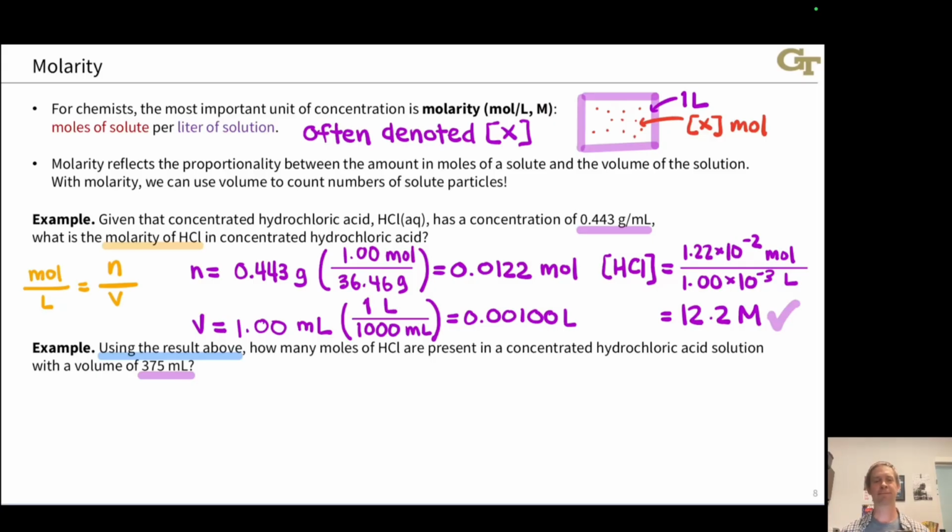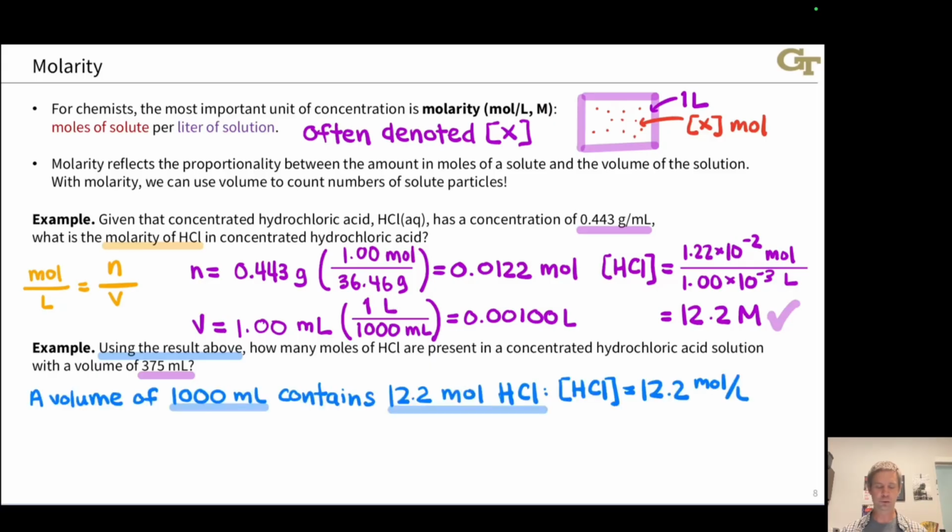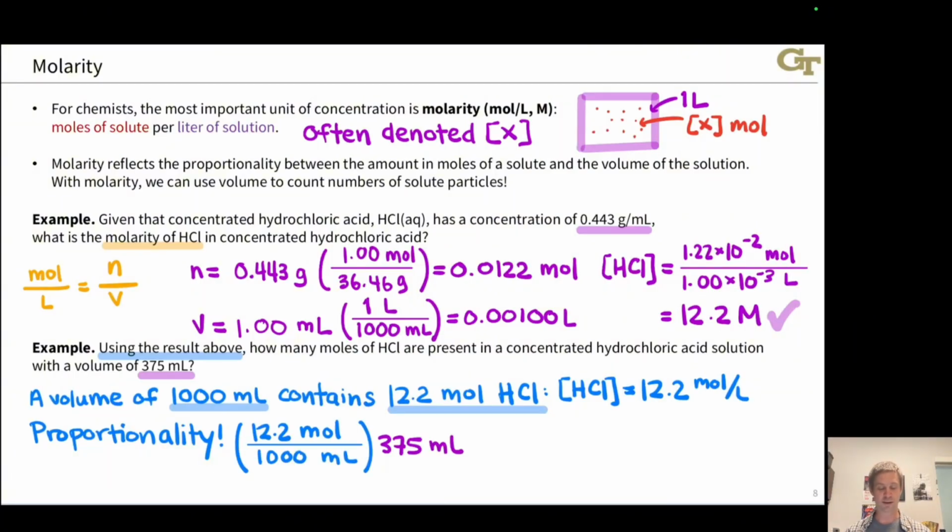And now I want to emphasize this idea of molarity as a proportionality between volume and number of moles. Say we had 375 milliliters of concentrated HCl. How many moles of HCl are present in this solution? Well, now we use the 12.2 moles per liter as a proportionality. We can write out, for example, that a volume of 1,000 milliliters of this solution contains 12.2 moles of HCl. This is a proportionality, and so we can set it up as such: 12.2 moles of HCl divided by 1,000 milliliters, right?